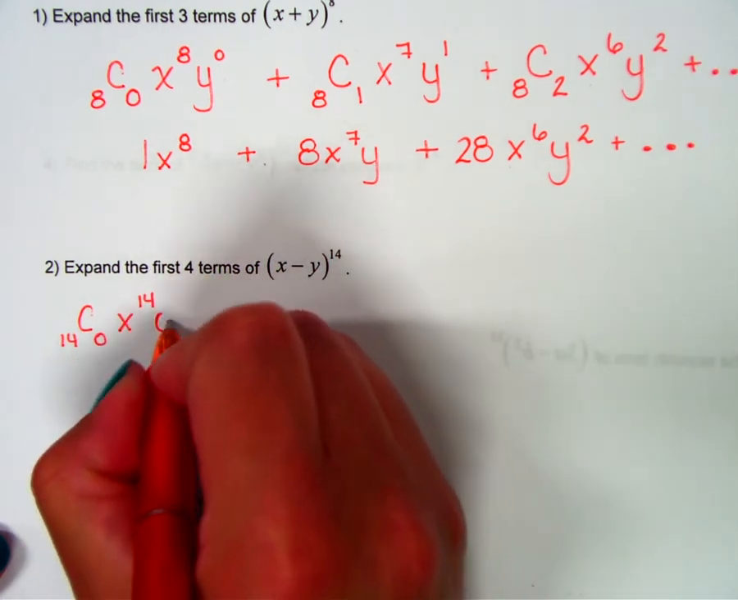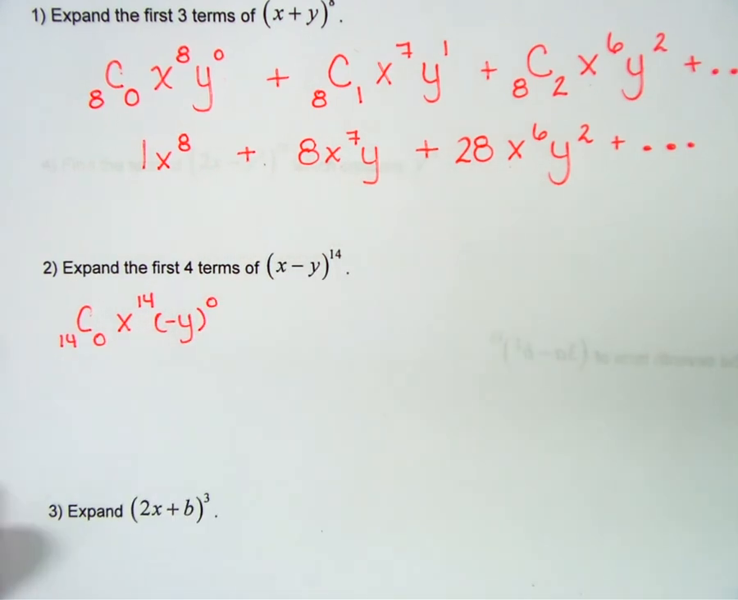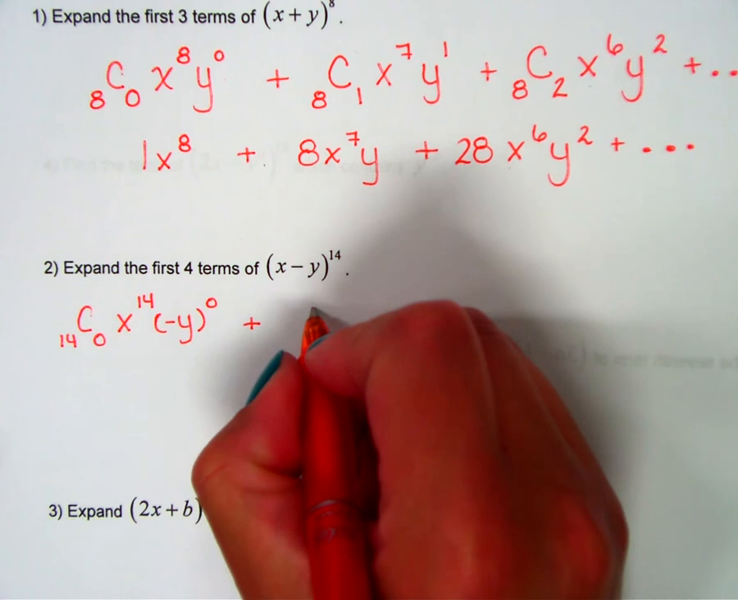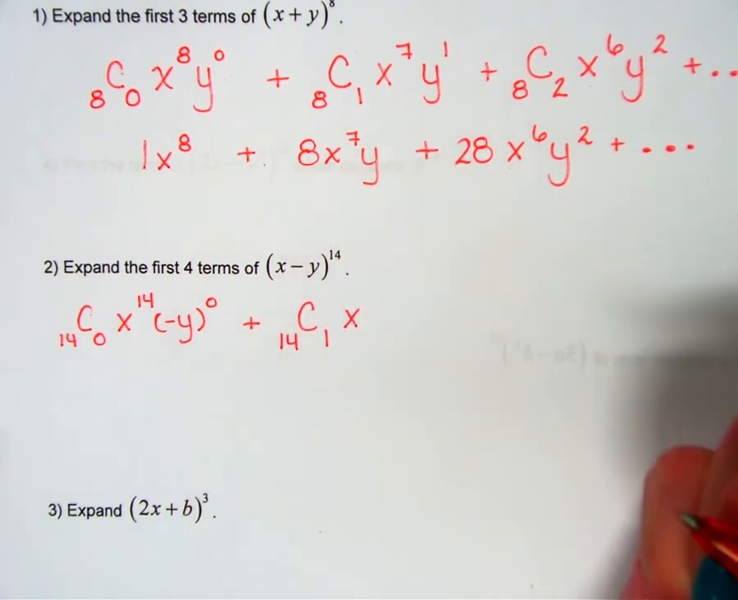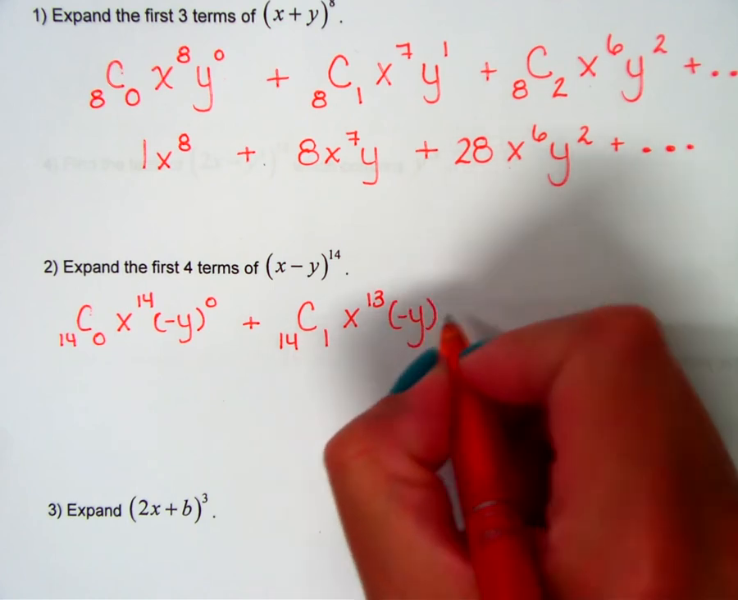My second term, Danica, look at me using brackets. Thank you. Notice because my second term is negative, I have to include that in there, because that's going to change the pattern. Okay, so plus 14 choose 1. What does x change to? 13. What does negative y change to? 1.